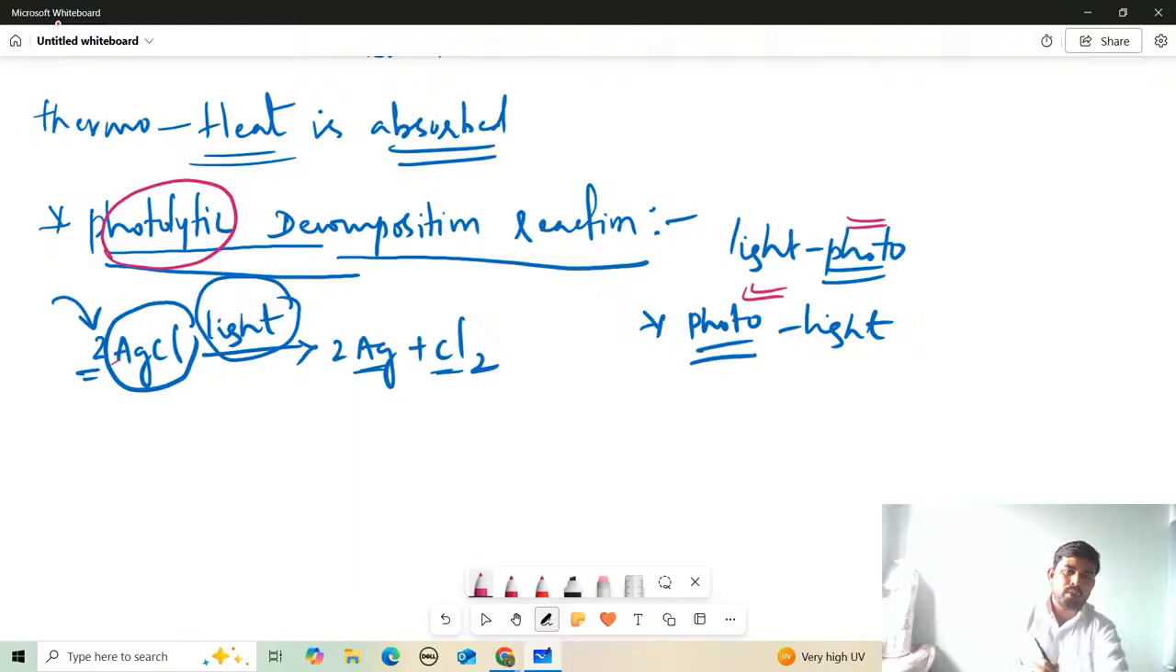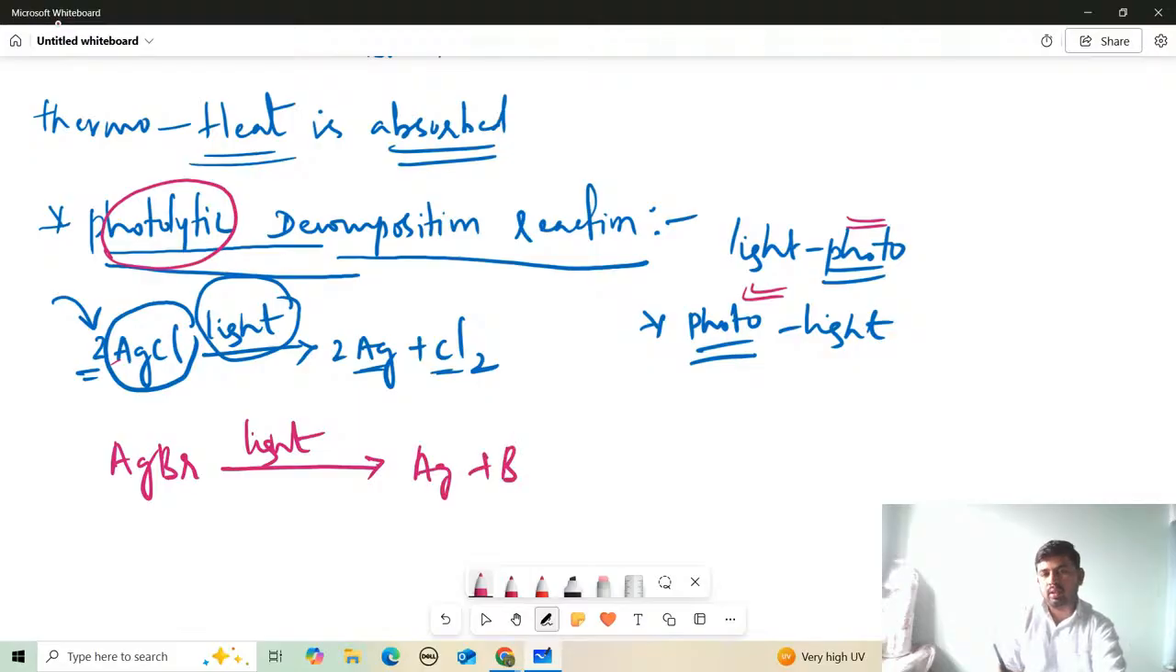Now see one more example, AgBr. AgBr, on absorption of light energy in sunlight, produces Ag plus Br2. So this is also an example of a photolytic decomposition reaction.